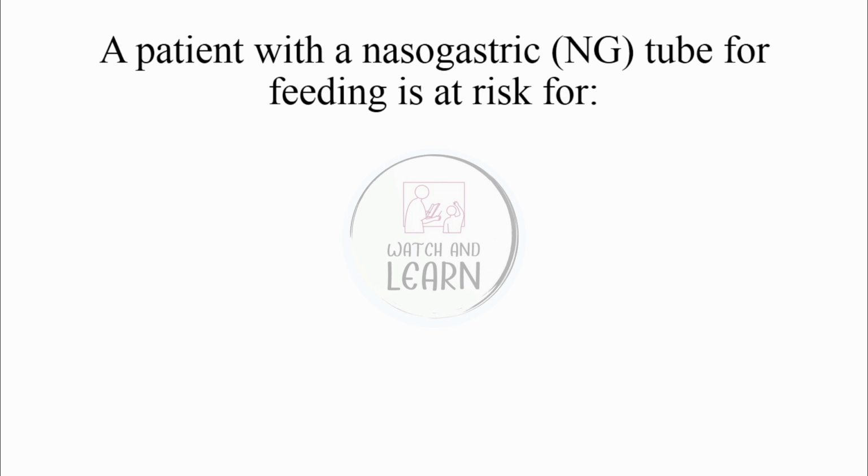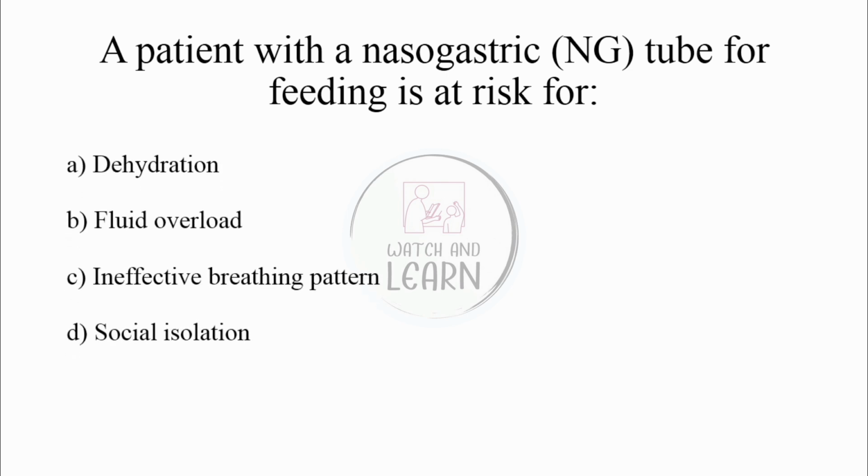A patient with a nasogastric NG tube for feeding is at risk for. Options are option A, dehydration, option B, fluid overload, option C, ineffective breathing pattern, option D, social isolation. The right answer is answer A, dehydration.